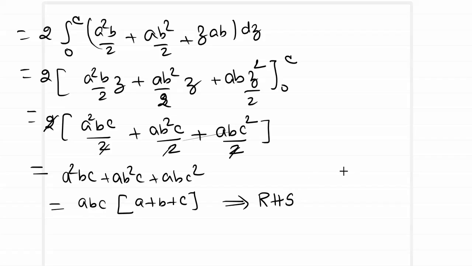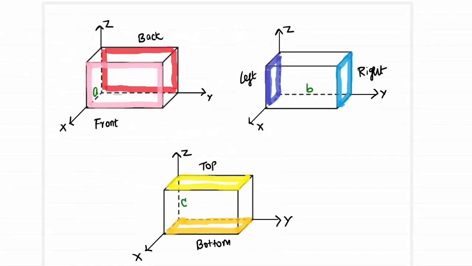Now let us move on to the left hand side. What is going to be in the left hand side? You have the left hand side to be evaluated for 6 different surfaces. You have the integral of f dot n cap ds. So this is my left hand side.